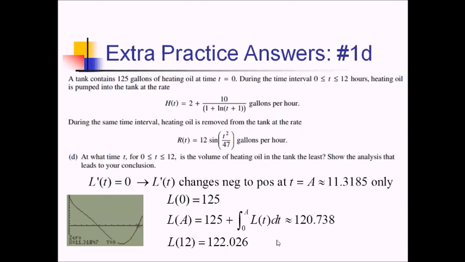Now looking at all these values, 120.738 is the least, and they just wanted to know at what time is the volume the least. So we'll just tell them the time. We've already defined that time as A, so we're just going to say we have our min at A hours.